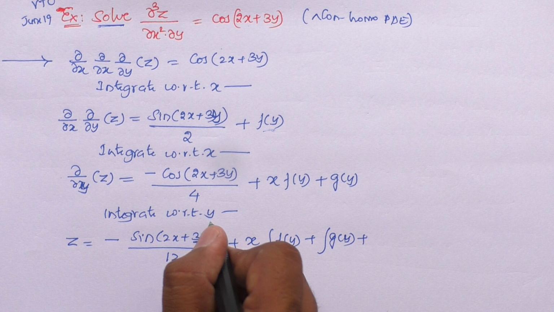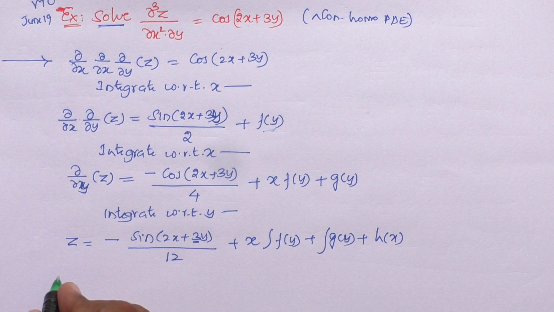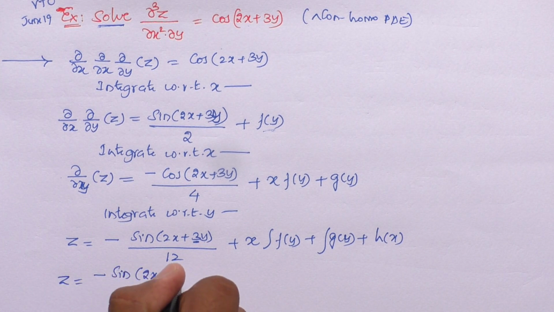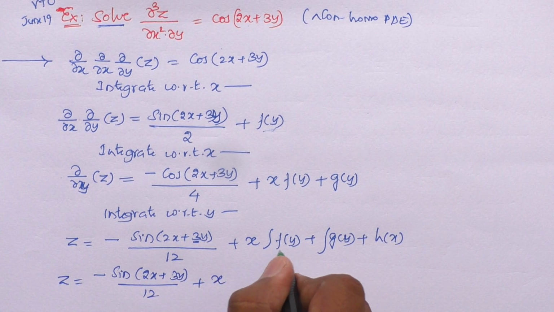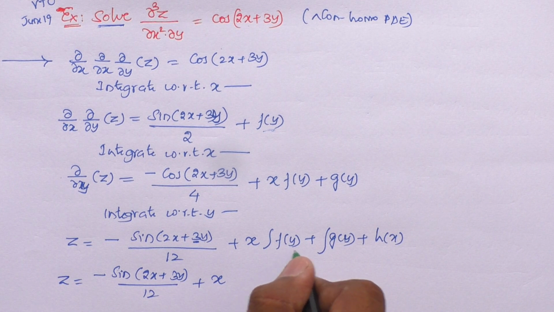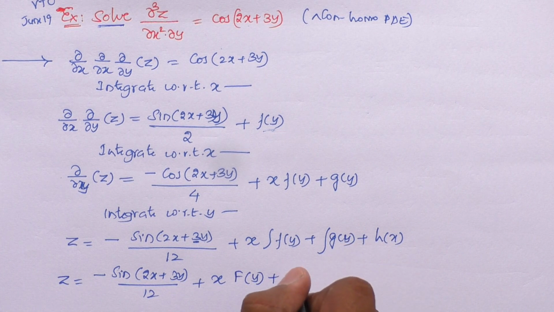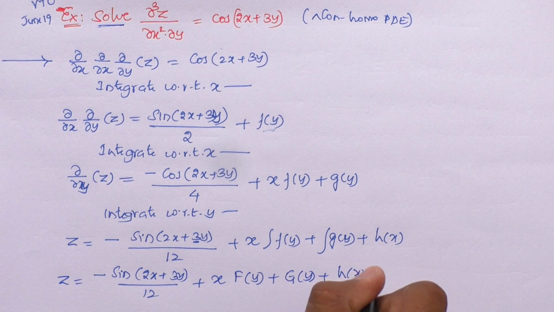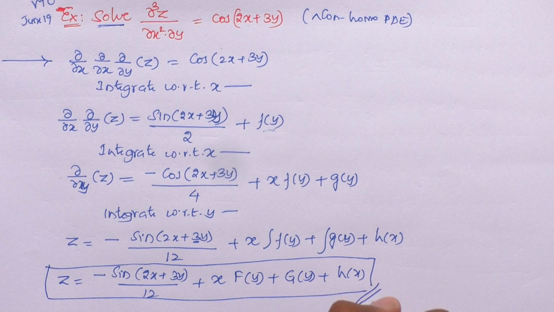So if the integration is with respect to y, the x term, then let us consider h of x as the constant term. So now z equal to what we get? z equal to minus sine (2x plus 3y) divided by 12, plus x into an arbitrary term which we don't know. So the integration of that arbitrary term will be some capital F of y, and small g of y will be another term, plus some h of x. So this is the solution of the given problem.